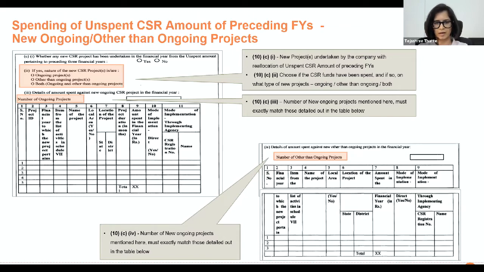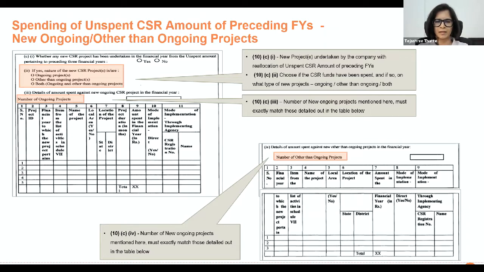Only one difference is it doesn't have year of initiation of that project, because by design, other than ongoing projects are contained within just one single financial year, which is your reporting year. And that's why there is no mention of year of initiation here.